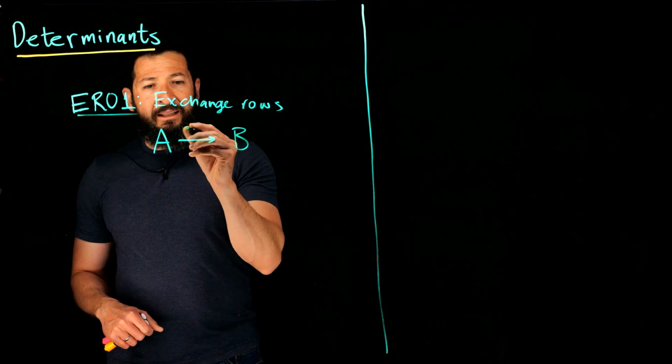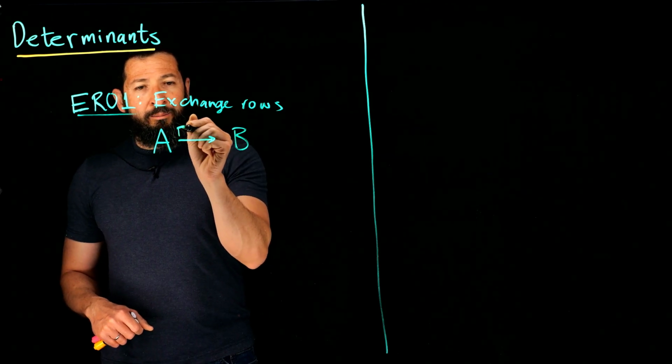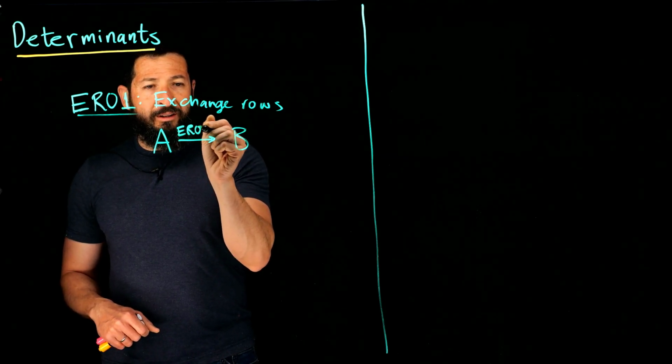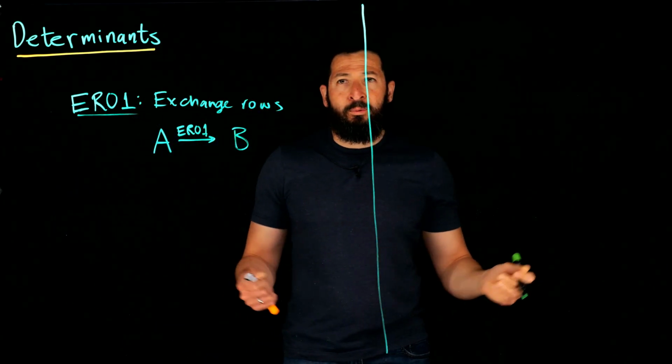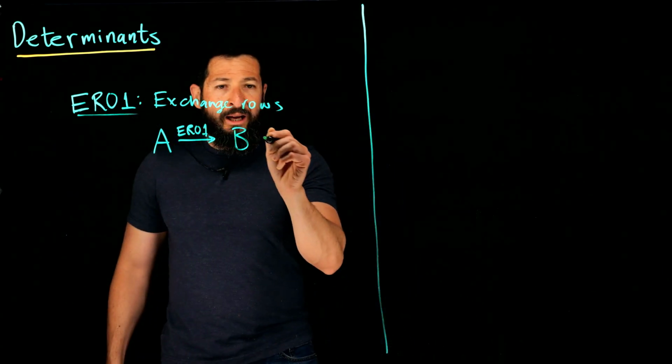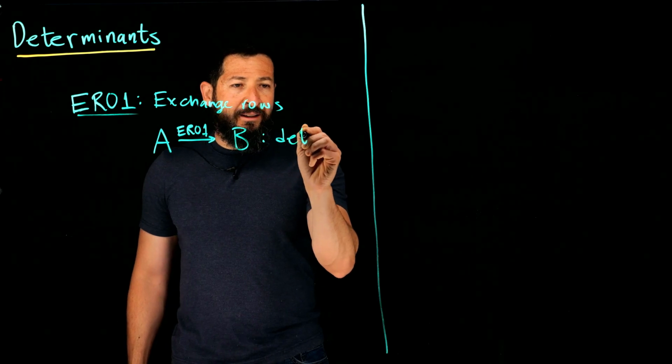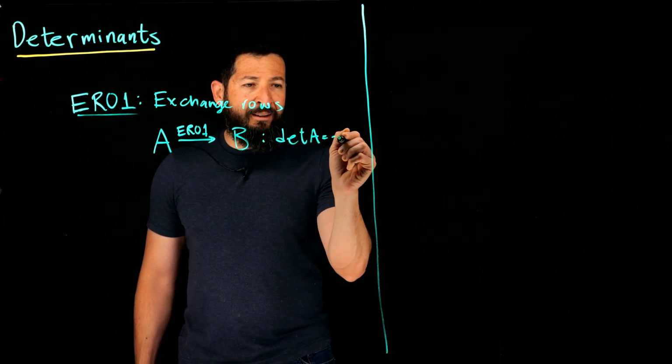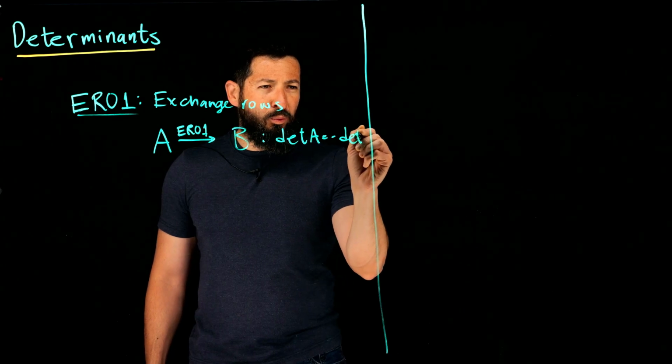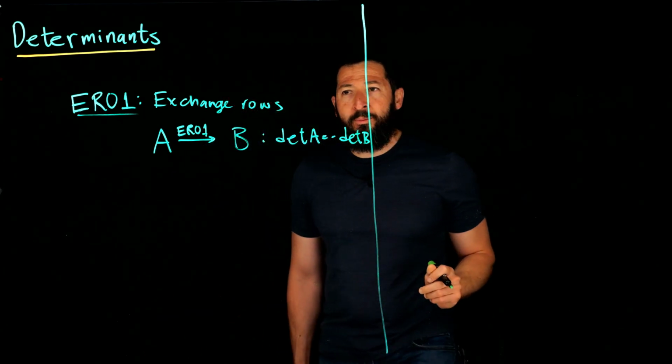say B is obtained from A by performing an elementary row operation of type 1. You exchange two rows, whatever it may be. Then the determinant of A is going to be equal to the negative of the determinant of B.